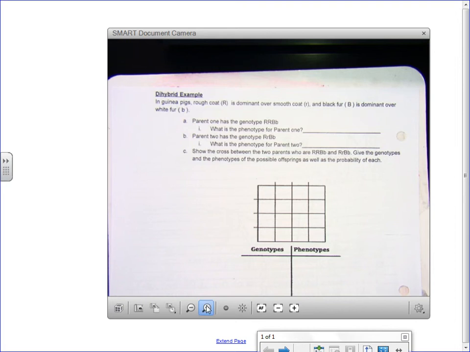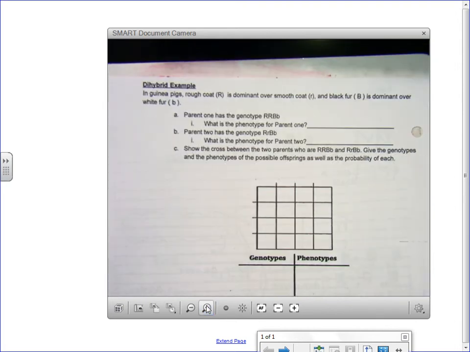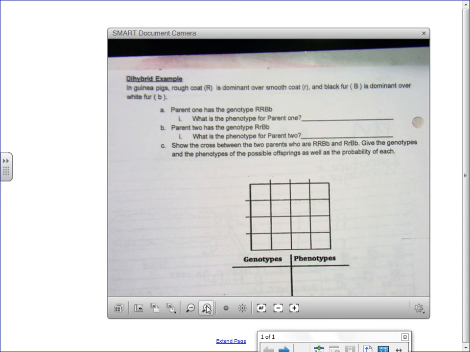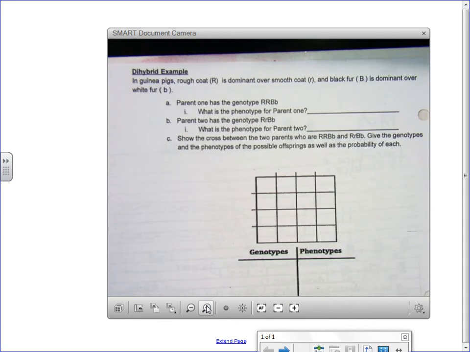All right, so looking at the back of your paper, we're now going to do some examples of some of these difficult concepts that are on the front. This example is a dihybrid example. Now, again, a dihybrid is when we're looking at more than one genotype, more than one trait.